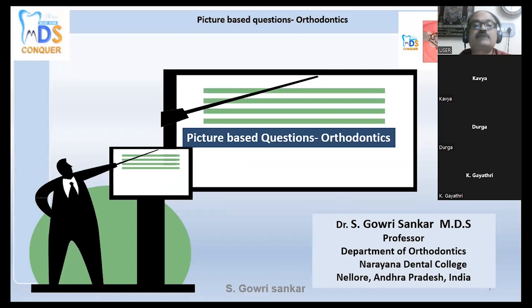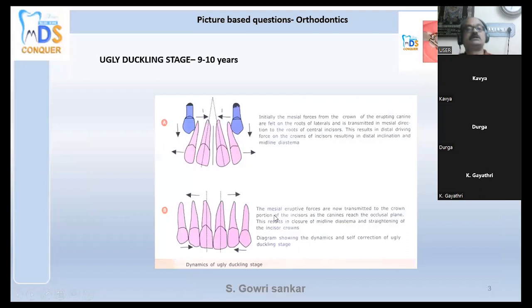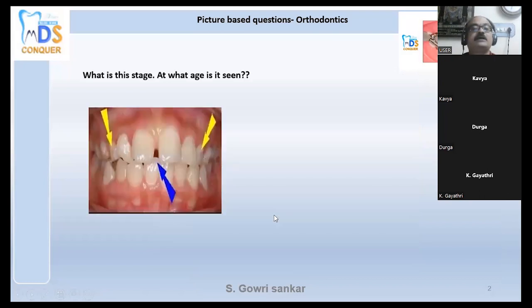And we'll start from basic things that can be asked in examination. This is one of the questions. I don't know why the ugly duckling stage is so fond for examiners.